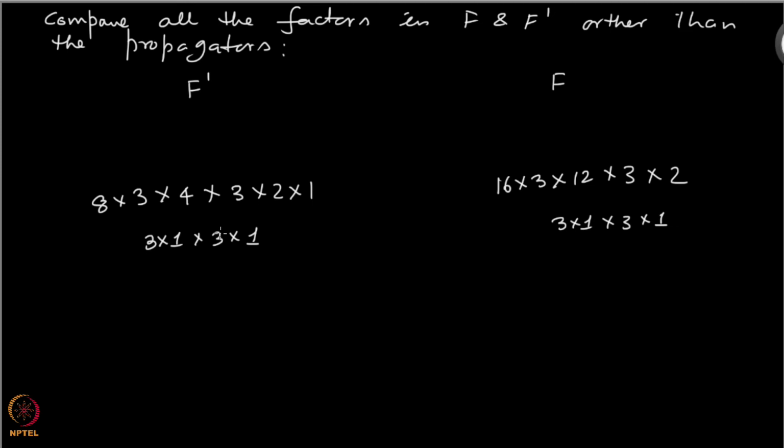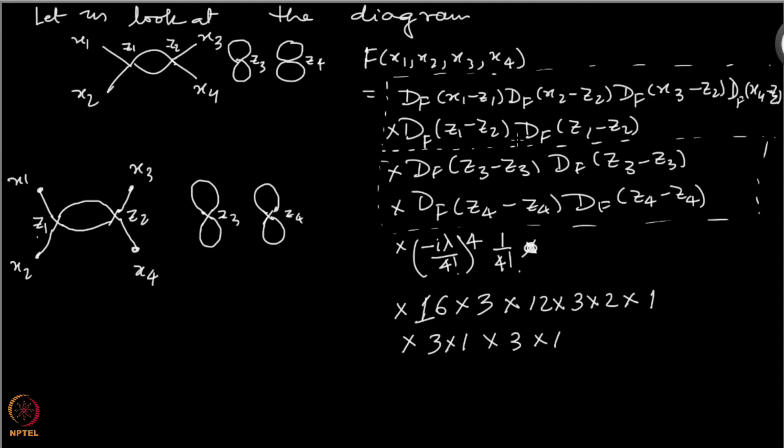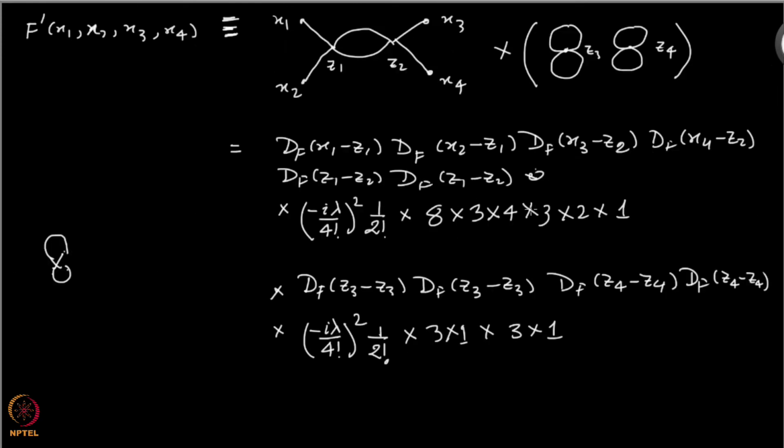So this was f prime. So you have minus I lambda over 4 factorial squared, then minus I lambda over 4 factorial squared, then you have 1 over 2 factorial times 1 over 2 factorial. And let's go back to f, the expression of f. You had minus I lambda over 4 factorial to the power 4 and 1 over 4 factorial.